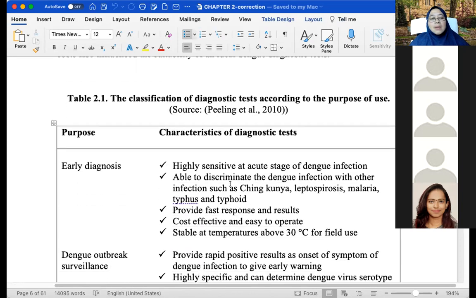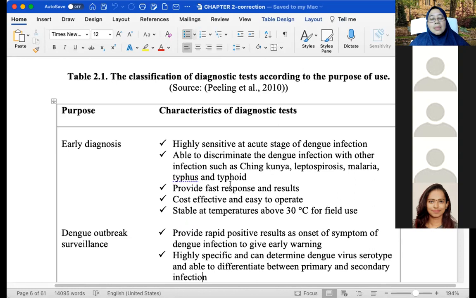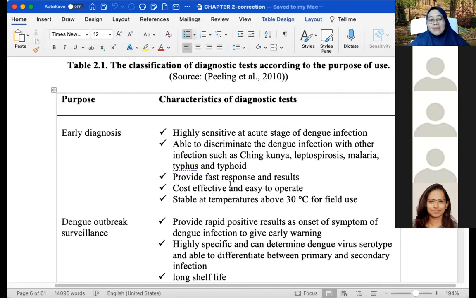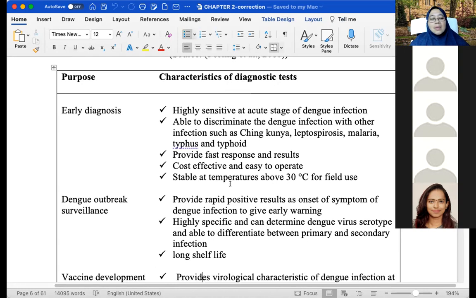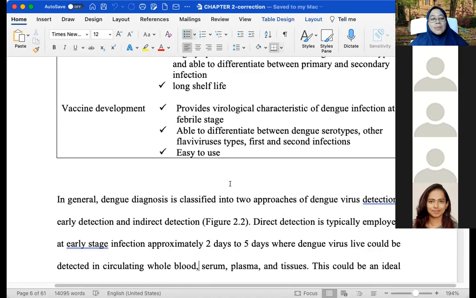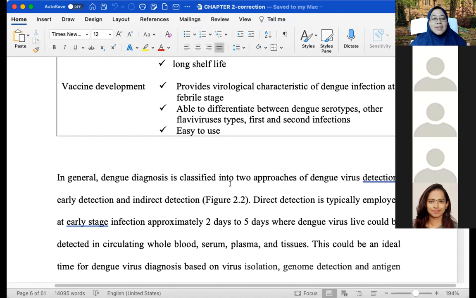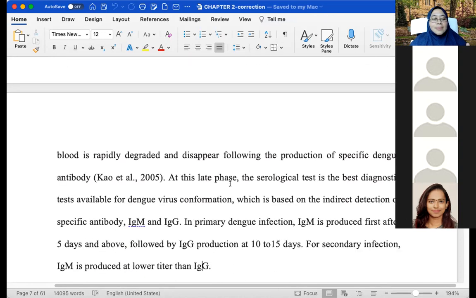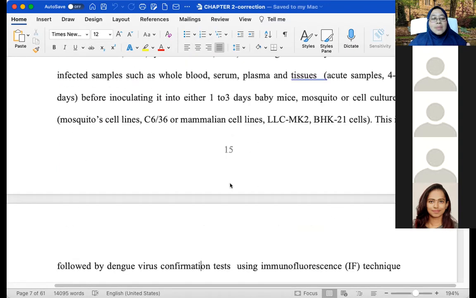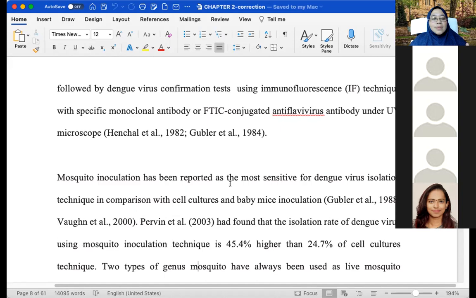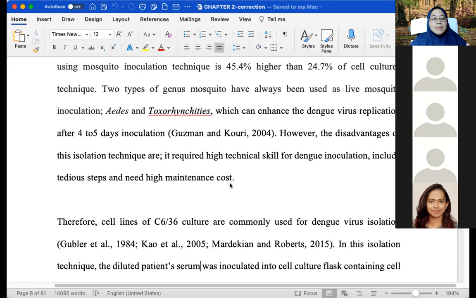Let's say if you're doing diagnostics, for example, the good and the bad characteristics. This is very good information. Early diagnosis. No, not this table, there's another table. This is more on the information with the virus. We need to go a bit faster.